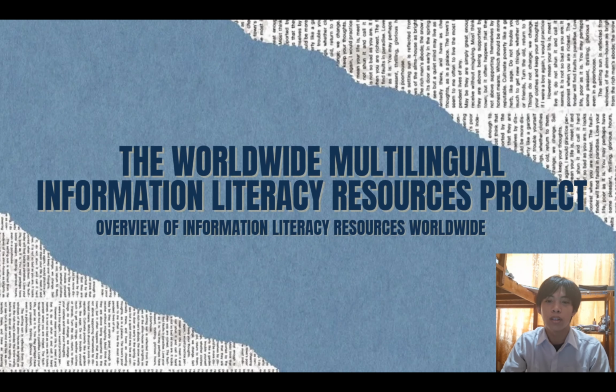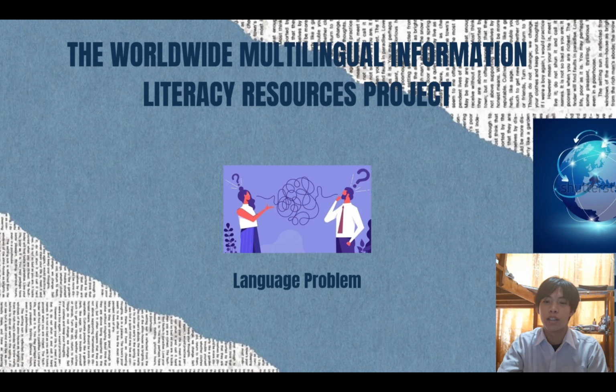Hello everyone. Today we're going to talk about the Worldwide Multilingual Information Literacy Research Project. This project consists of three parts. The first part being the language problem, the second part is how to overcome the problem, and lastly, disclaimer and future plans. This last part is very important because it talks about what to do in the future and avoid confusion. Well then, let us proceed to the first part, that being the language problem.